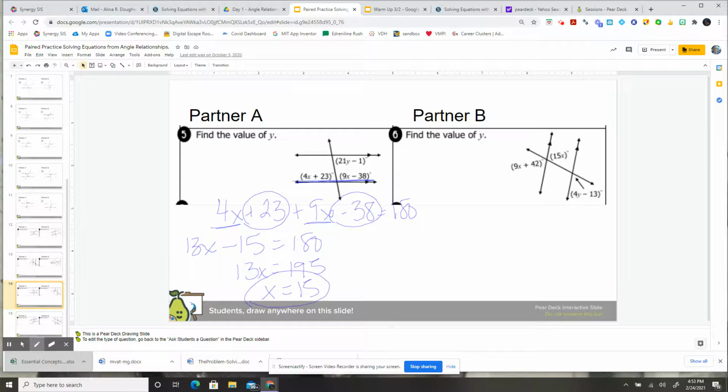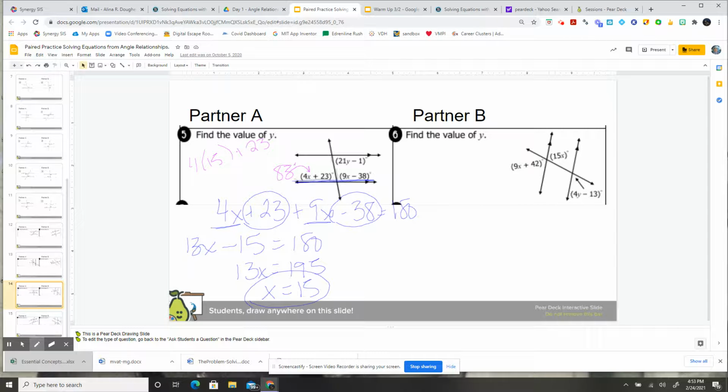So this is what I was talking about in the last one. Now you've got to substitute it in. And it doesn't really matter which one. I tend to like not to have to subtract things, so I'm going to put it in here. 4 times 15 plus 23 is 83. This angle is 83 degrees.